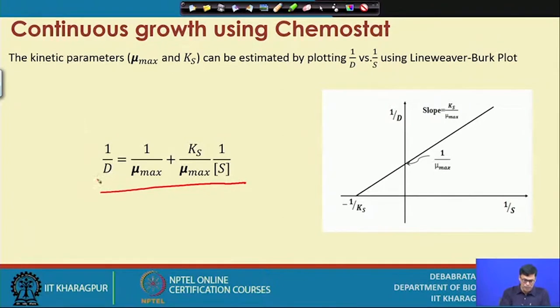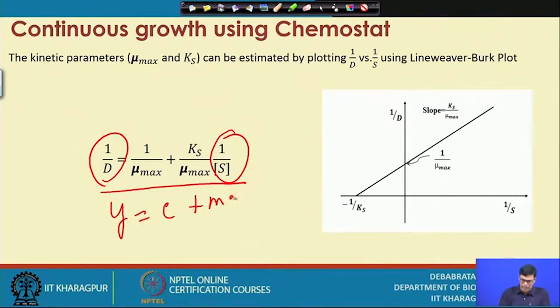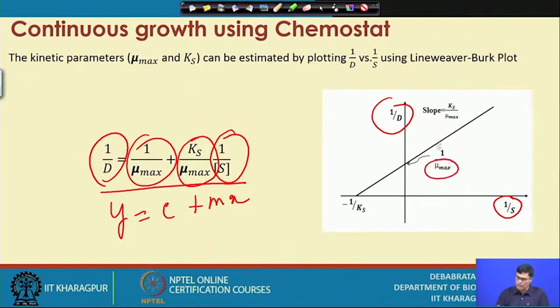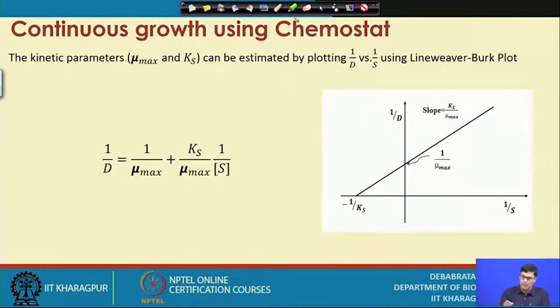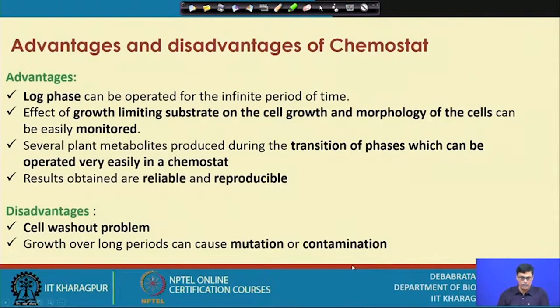Then what do we have to do? We have to plot 1 by D versus 1 by S, because everything else is constant. This is y equals c plus mx, am I right? So, if you plot it, you will have a straight line. The intercept will give you the value 1 by mu max, and the slope will give you Ks by mu max. So, whatever mu max value you have, you put it here, and we will get the value of Ks. So in the chemostat process also, it is possible to find out the kinetic constants.